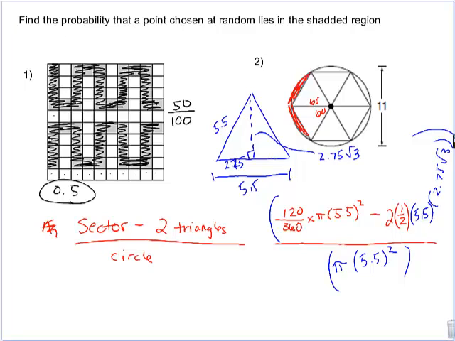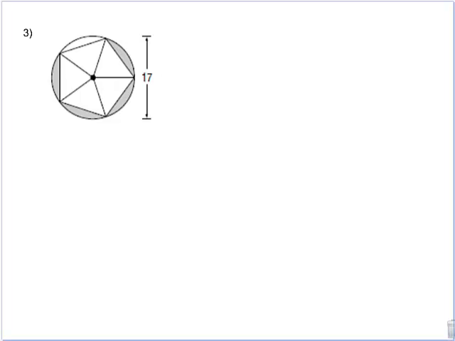So what did you get? 0.06. 0.06 is that probability. Is that okay? So 6%. Yep, so about 6%. We're going to do one more tough one.